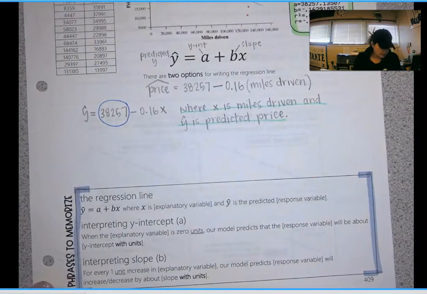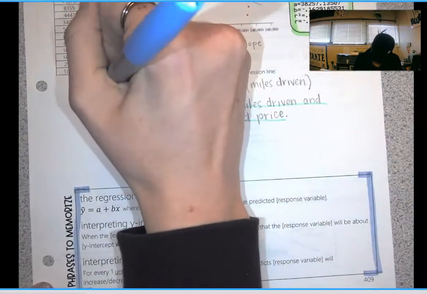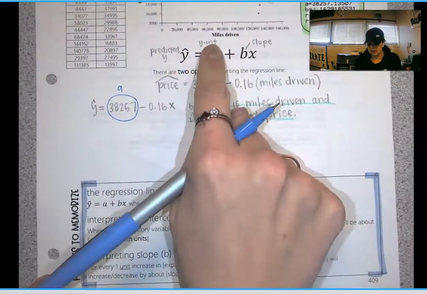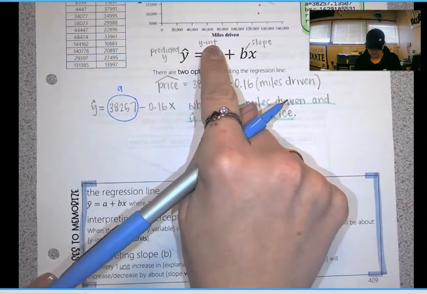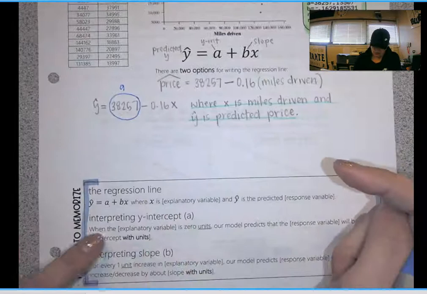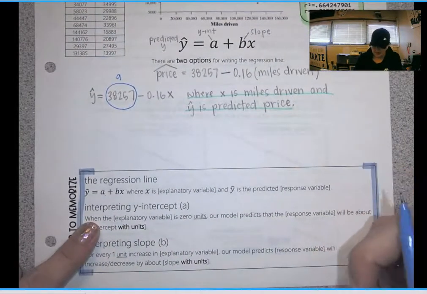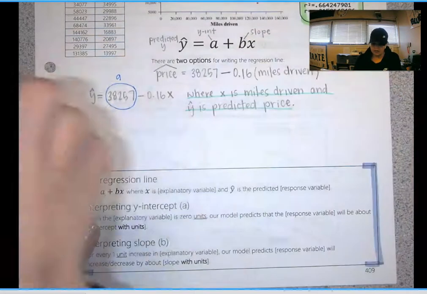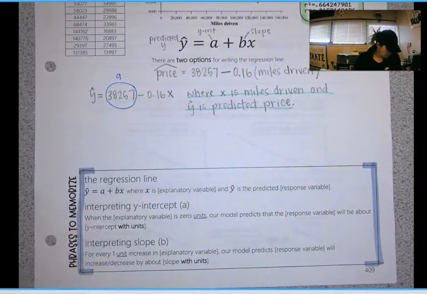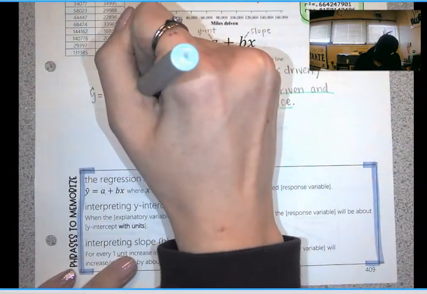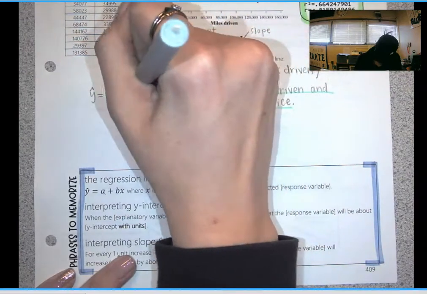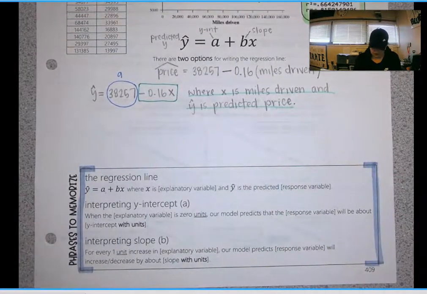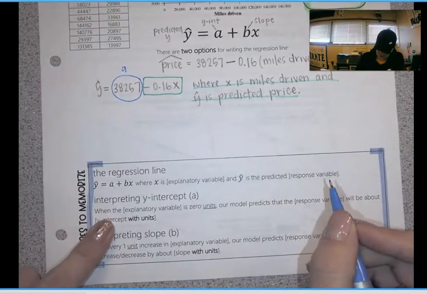So this is the letter A. And if you need to, you can write yourself a note like I did up here that that's the y-intercept. So I'm just going to try my best to follow this sentence frame. I'm only going to write about halfway, because our next step is going to be interpreting slope, and I'm going to need to write that over here. Okay, so we're going to follow this pretty closely.